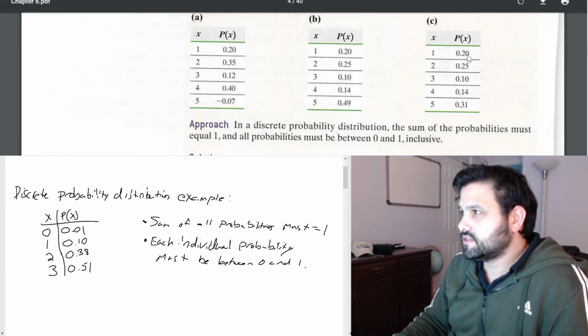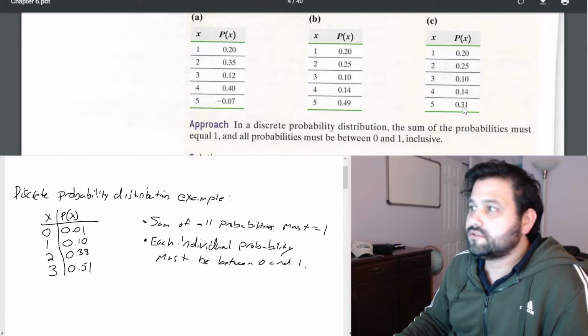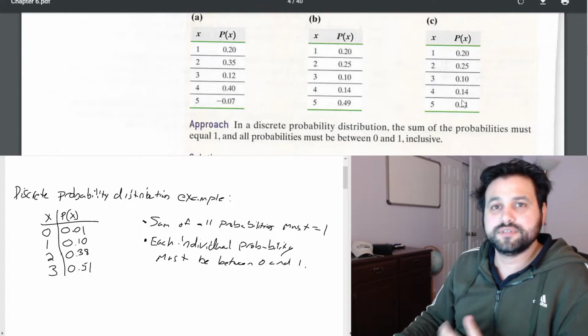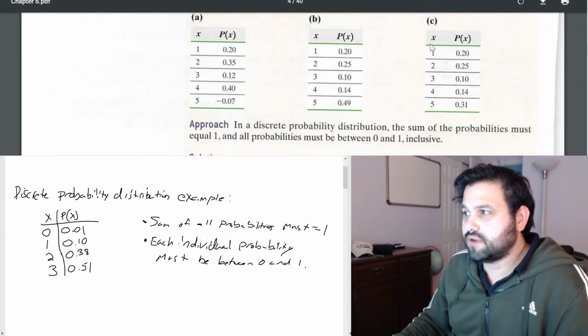So part C, let's see. Nothing too crazy here. Nothing above 1, nothing less than 0. Add them up. 20, 45, 55, 69%, and then the 100%. So that adds up to exactly 1. So part C would be the probability distribution.